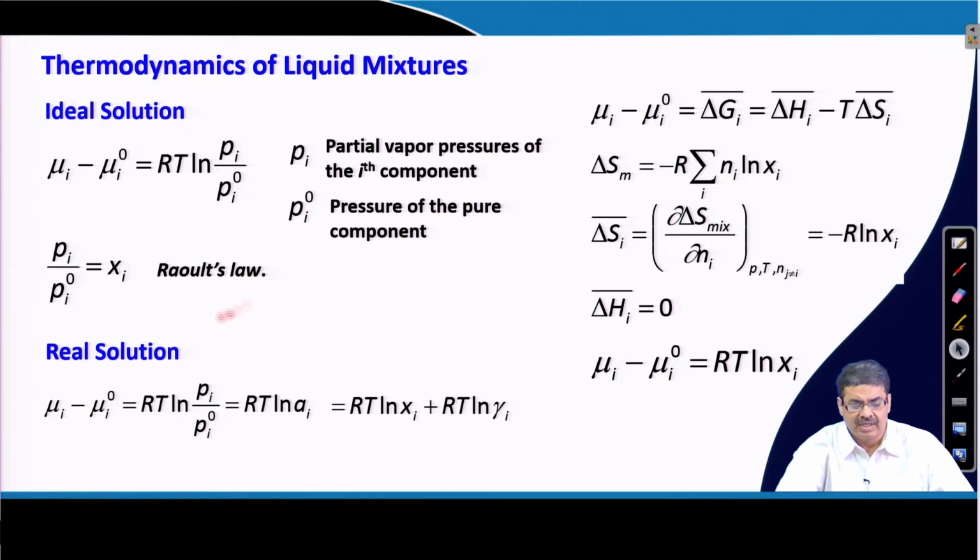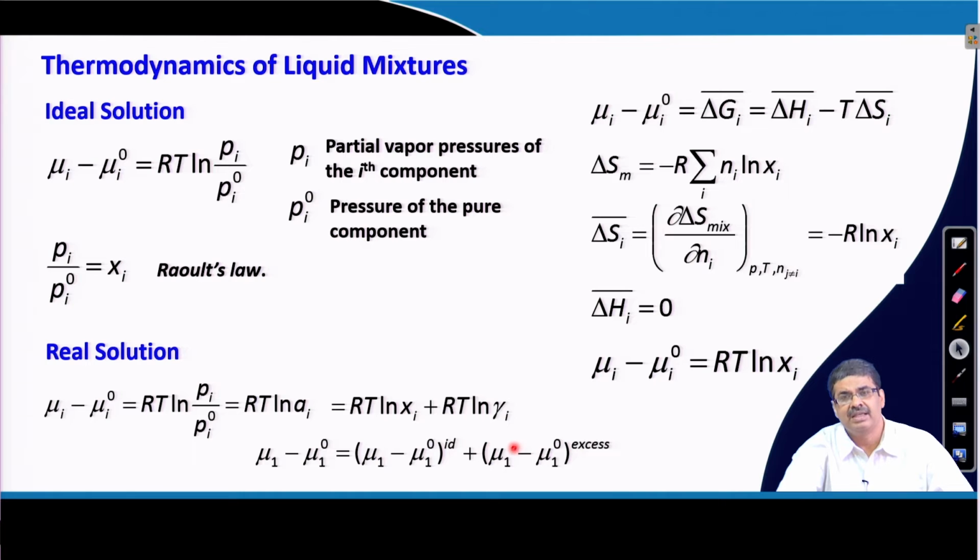which is nothing but Raoult's law. Now, for a real solution, this mole fraction is replaced by activity, where this mole fraction gives the ideal component and this activity coefficient gives the deviation from ideality. So, we can express this term as the ideal component and this is the excess component, which basically determines the deviation from ideality.